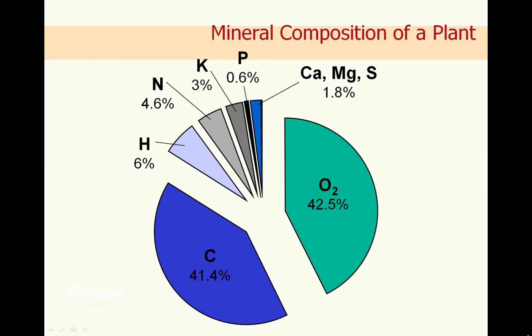Here's the typical mineral composition of a plant. So you can see most of what's in a plant is carbon and oxygen and hydrogen. And then the next three greatest components would be nitrogen, potassium, and phosphorus, which are, of course, the three primary nutrients that are applied in fertilizers to turf. Calcium, magnesium, and sulfur then would be the remaining macronutrients. All the micronutrients then compose just a very, very small part of the plant.